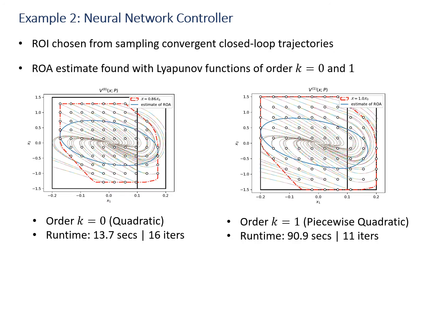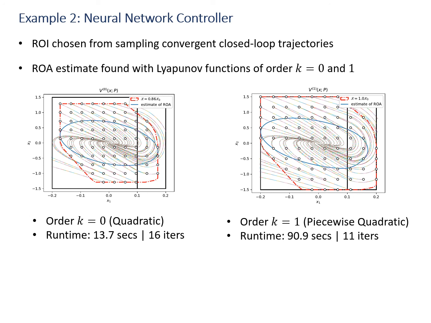For this closed-loop system, we find two Lyapunov functions of order 0 and order 1 and plot the results in the left and right figures respectively. Order 0 corresponds to quadratic Lyapunov functions, and order 1 corresponds to piecewise quadratic Lyapunov functions.